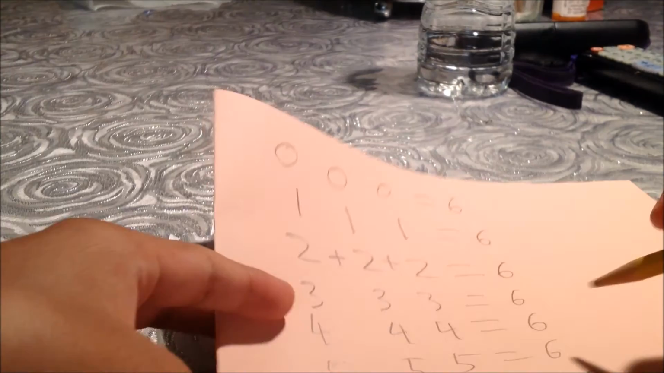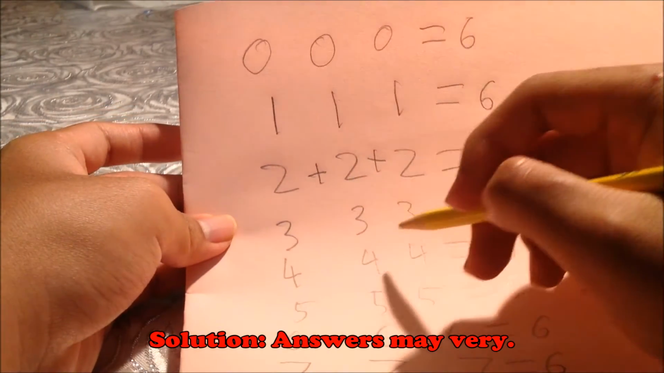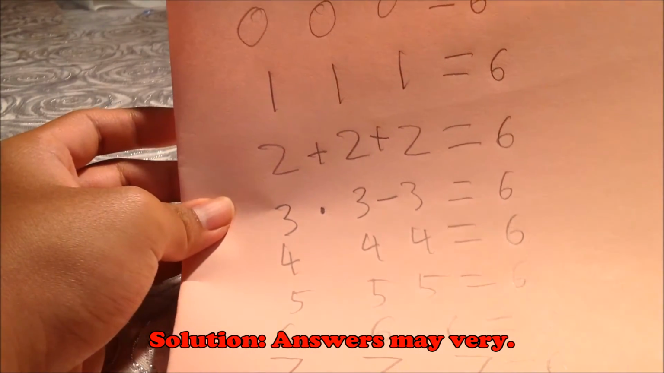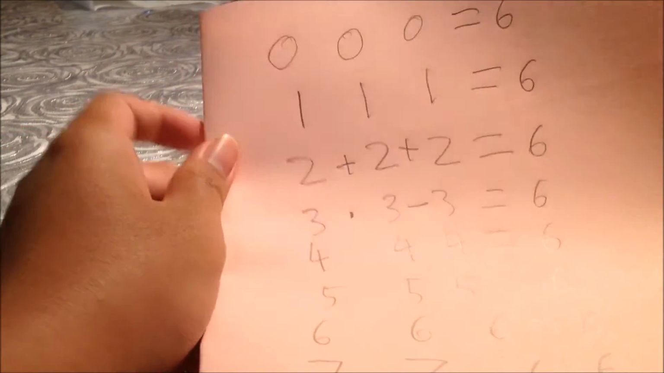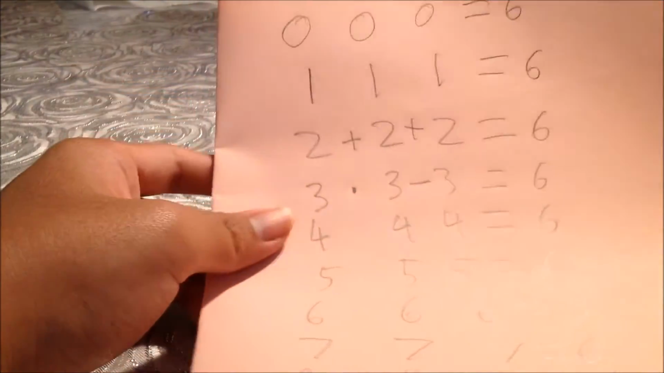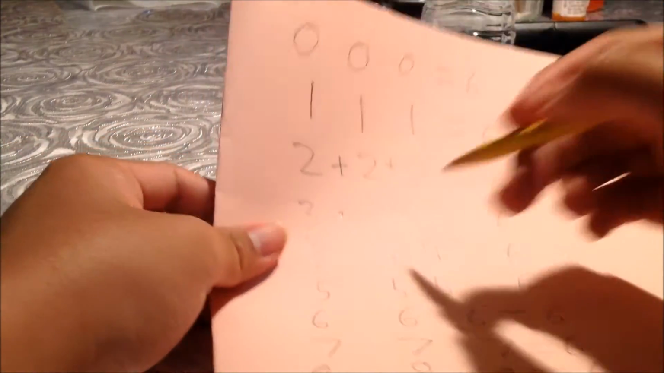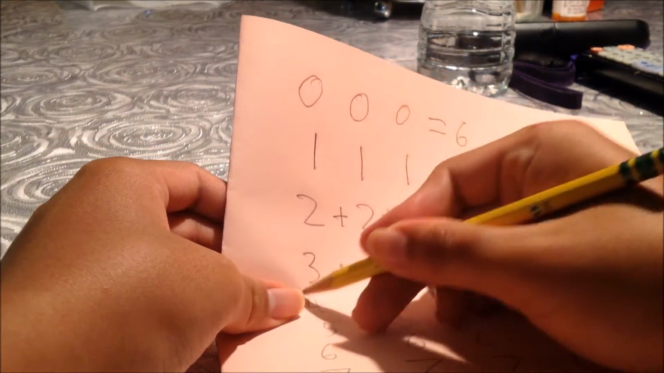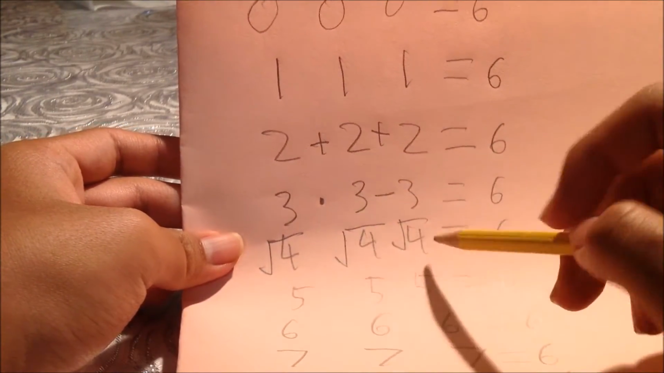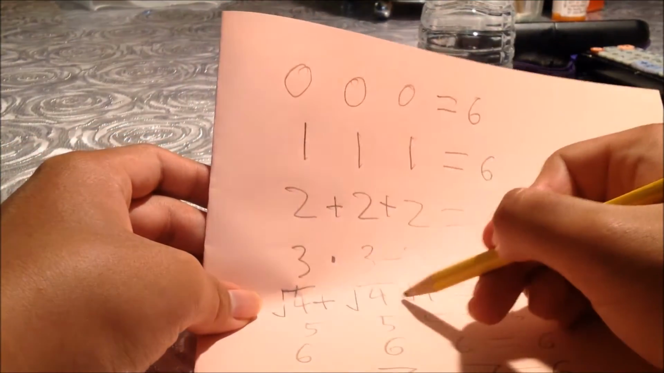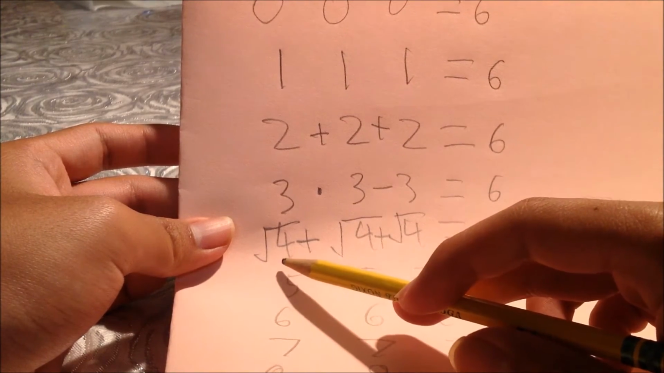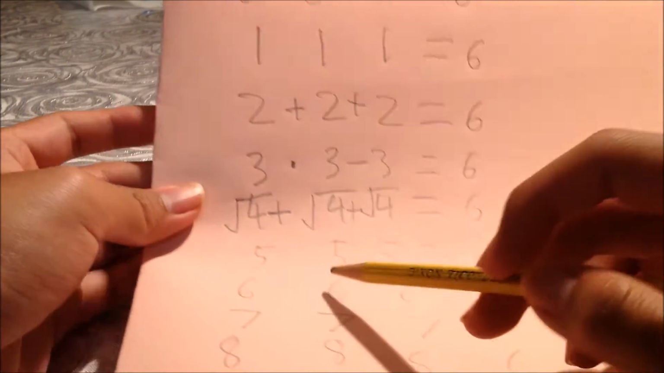So, the next one, 3, 3, 3. This one you can just do 3 times 3 minus 3. Or you can do anything that will allow you to get 6, but this is just the way I do it. 4, 4, 4. You can simply square root it, and now you have 2, 2, and 2, and just do something as you did earlier. So the square root of 4 is 2. 2 plus 2 plus 2, that's equal to 6.